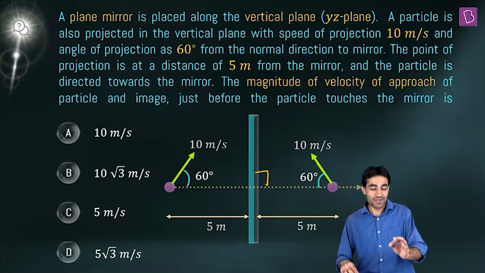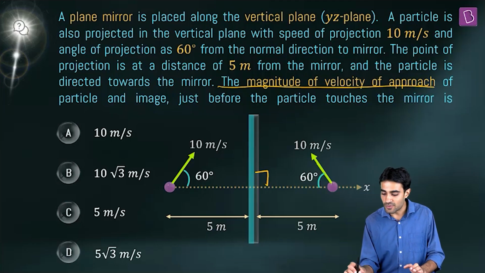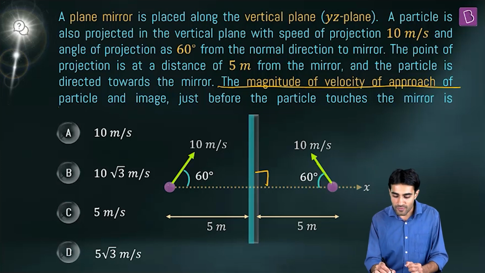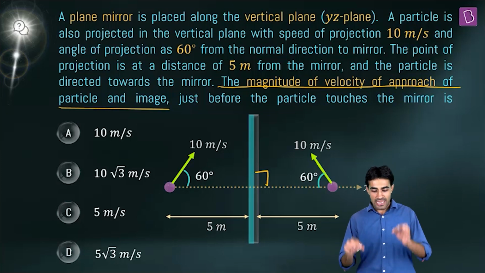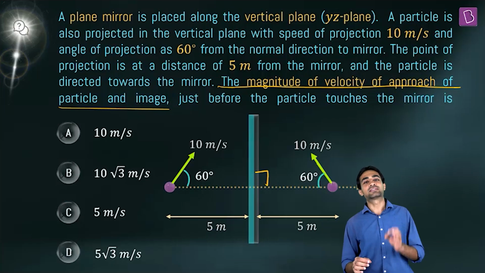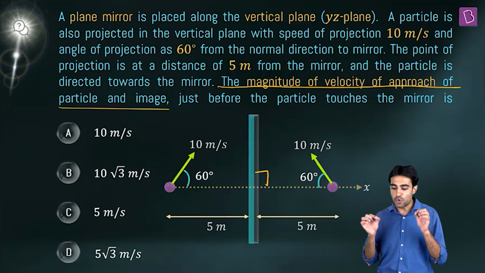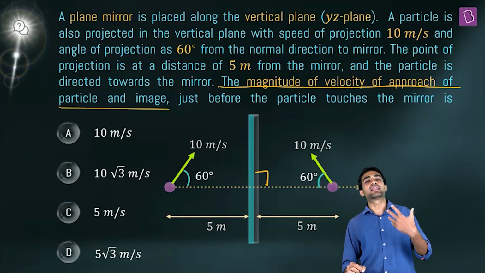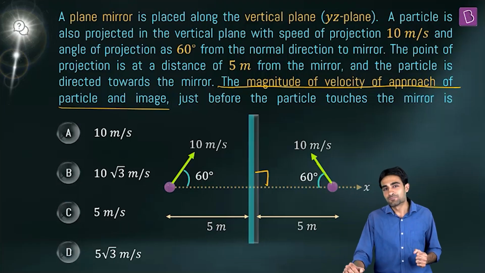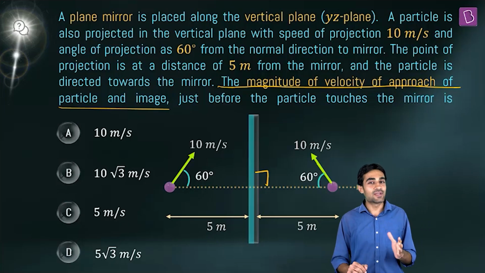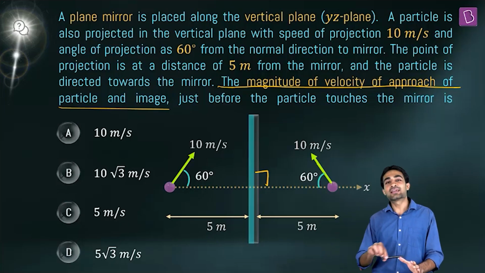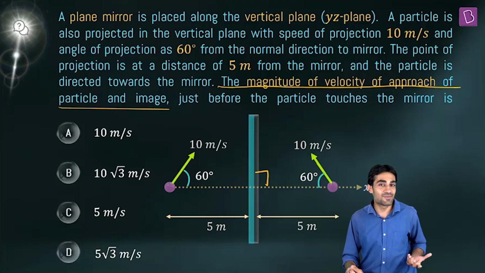We have to find out the magnitude of velocity of approach of the particle and the image just before the particle touches the mirror. This is the question. Now, the question is really interesting, and we can see that everything is symmetric because we have a plane mirror.